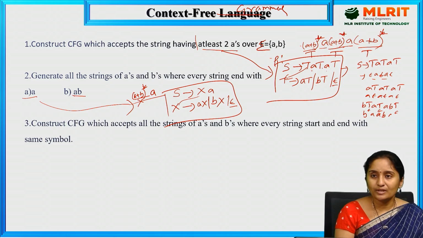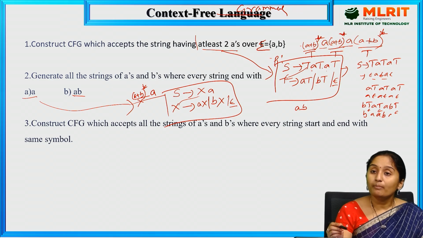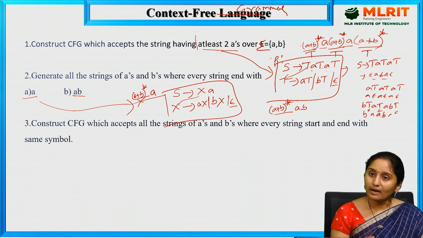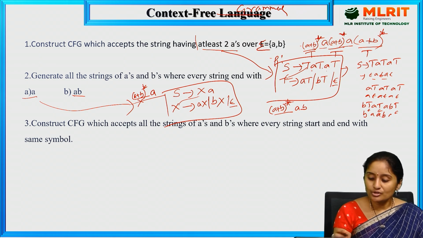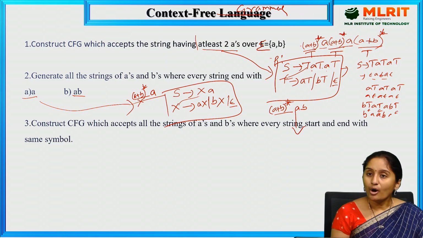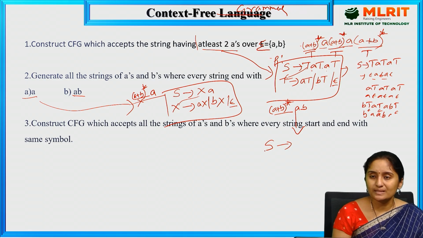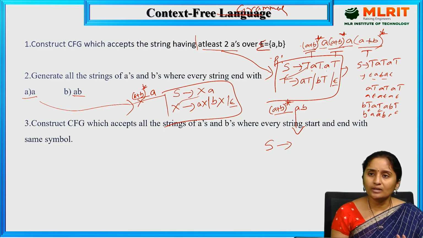Every string should end with AB. The string should end with AB, but the starting can be anything. It can be a combination of (A plus B) whole star. I can have A's, or B's, or a combination of A's and B's. How can I write the production, the context-free grammar for it? Let me take S as my start symbol; we can take any letter as a start symbol. S produces X AB.